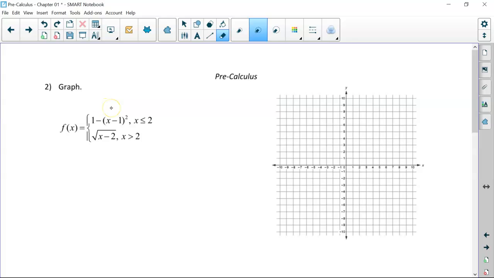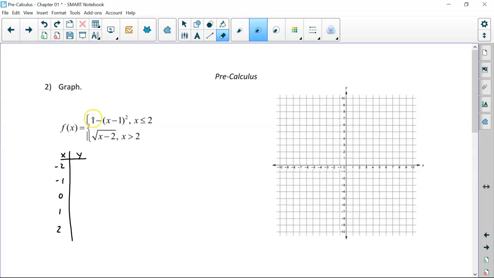So we have 2 when x is less than or equal to 2, and when x is greater than 2. So we'll do the top one first. So we'll make a table, which in my opinion just makes things a lot easier. We're going to pick some values that are less than or equal to 2. So -2, -1, 0, 1, and 2.